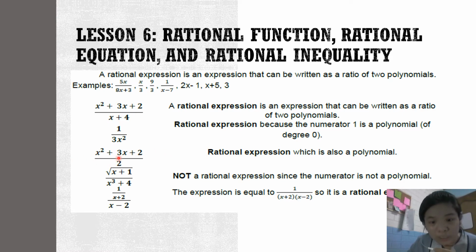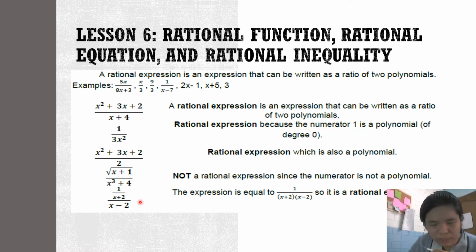And all polynomials are rational expressions. But not all rational expressions are polynomials. Counterexample, this first example. How about this? Square root of x plus 1 over x cubed plus 4. So, not a rational expression since the numerator is not a polynomial pala. So, dapat, balik tayo sa first definition niya. It should be a ratio of two polynomials. Since the numerator is not a polynomial, therefore, it's not a rational expression.